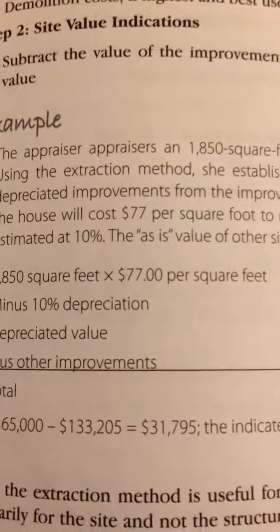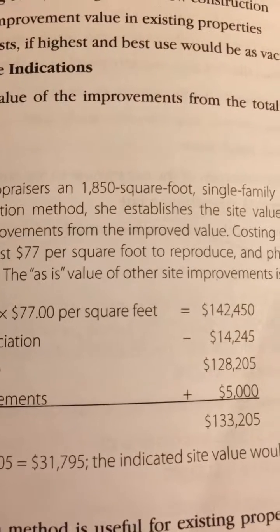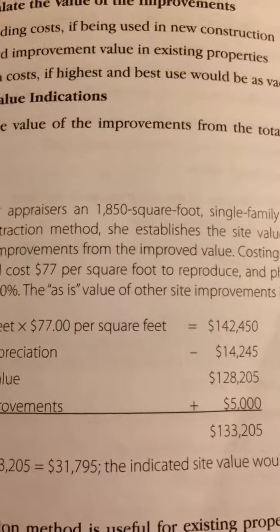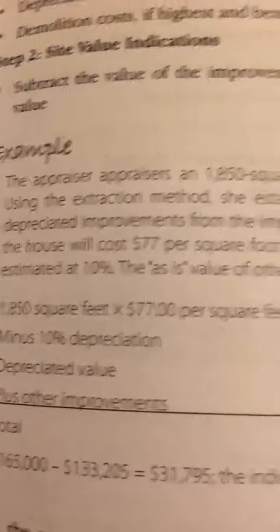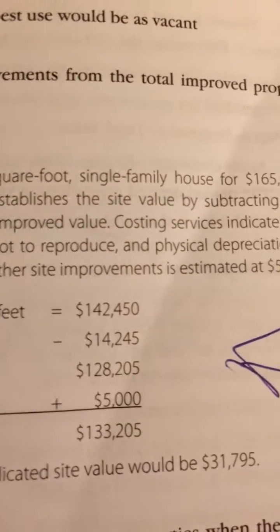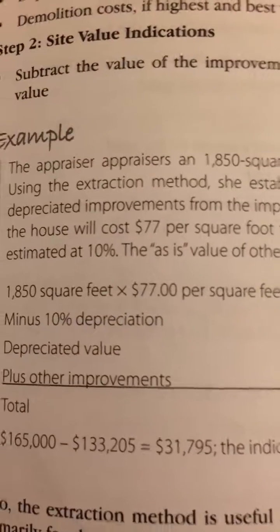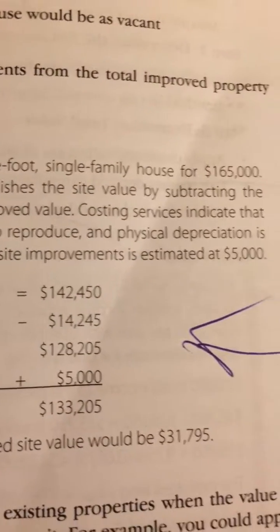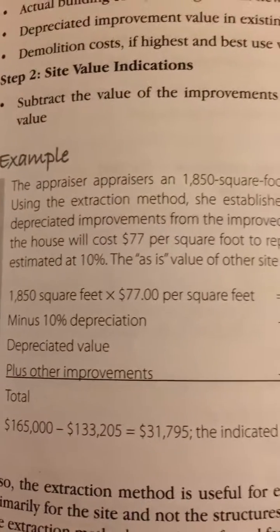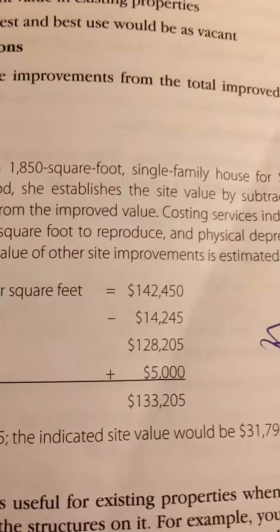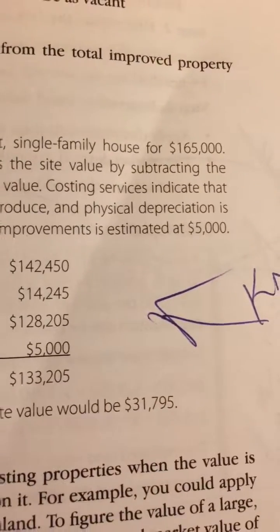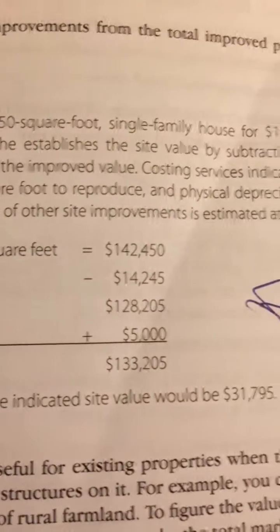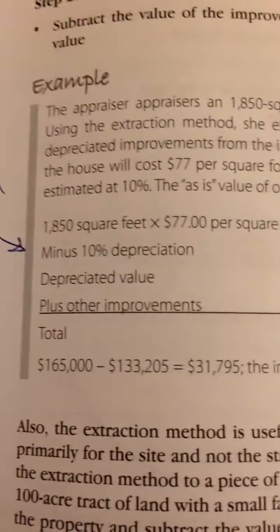Example, the appraiser appraises a 1,850 square foot single family house for $165,000. Using the extraction method, she establishes the site value by subtracting the depreciated improvements from the improved value. Costing services indicate that the house will cost $77 per square foot to reproduce. The physical depreciation is estimated at 10%. The as-is value of other site improvements is estimated at $5,000.